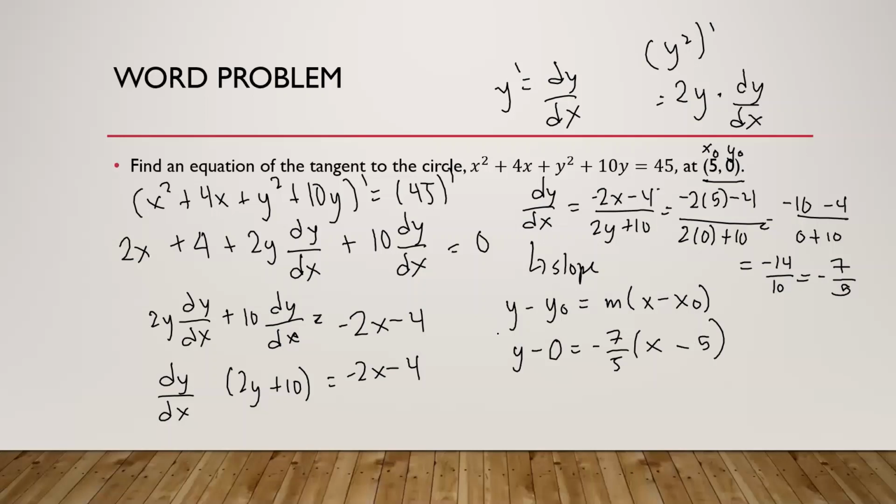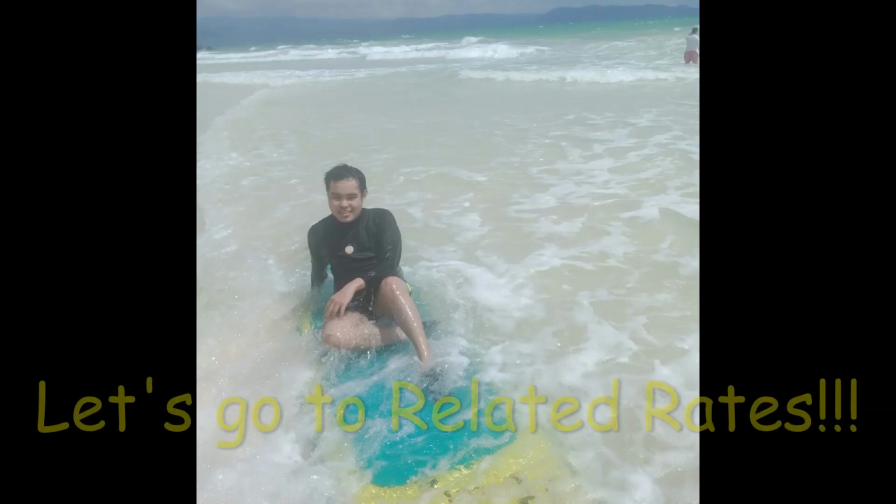Okay. So now, we're going to simplify. So, y sub 0 is y. Tapos, magdi-distribute tayo. So, negative 7 over 5x plus 7. Kasi, negative 7 over 5 times negative 5 is 7. Kasi nakakancel si 5.